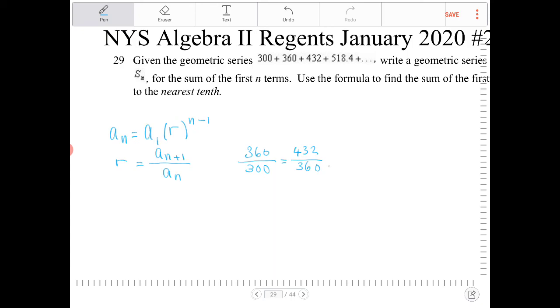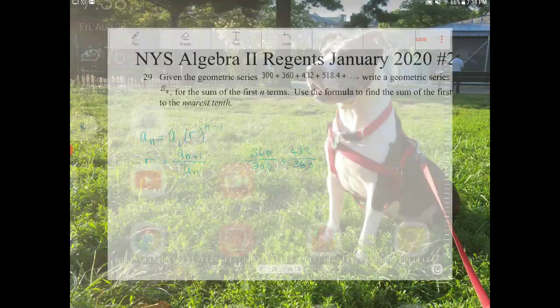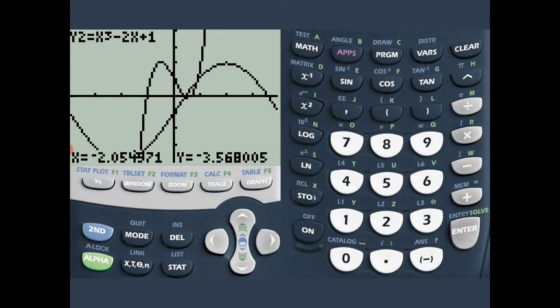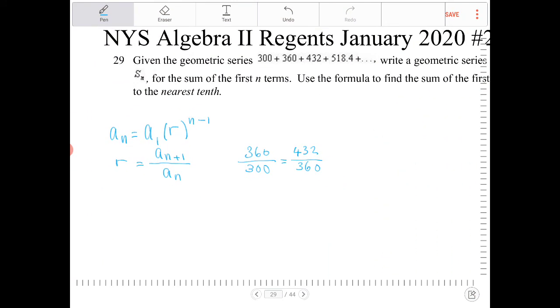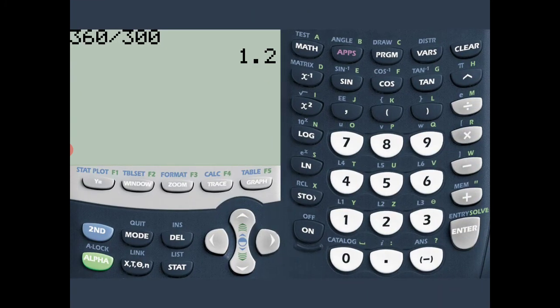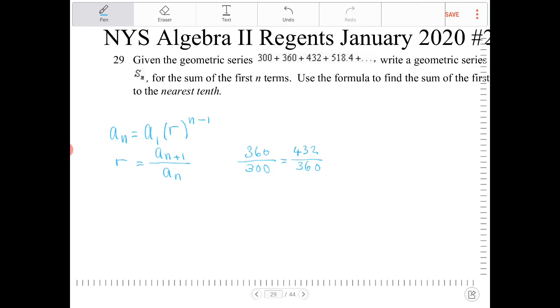that ratio should hold. And actually, let's just confirm that, right? 360 divided by 300. Is it the same? So that's 1.2. Is it the same as 432 divided by 360? And as a matter of fact, it is. Okay, to no surprise. So r, in other words, is equal to 1.2.